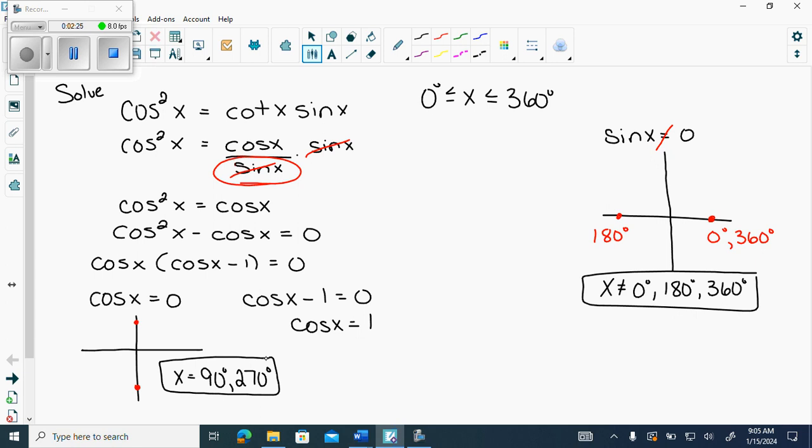And then cos x equals 1 is where what? Where x equals 1, which is here. And so that's at 0 and 360. But what's the problem with 0 and 360? Sine is 0. And it's simple that it's extraneous.